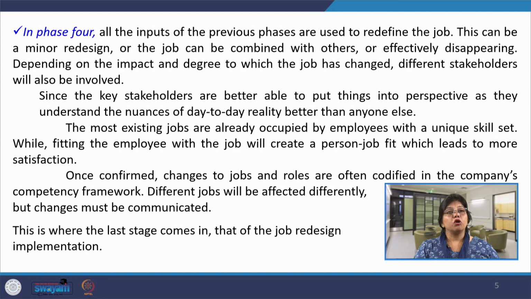So, the most exciting jobs are already occupied, which has its own significance, and they will never be reassembled, modified or disappear. They will remain as they are, but fitting the employee with the job will create a person-job fit, which leads to more satisfaction. So, certain jobs will remain as they are, but when reshuffling, rescheduling or revising of the job elements has taken place, then some jobs will be affected based on the skills of the employees or on finding the person-job fit between the person and the job.